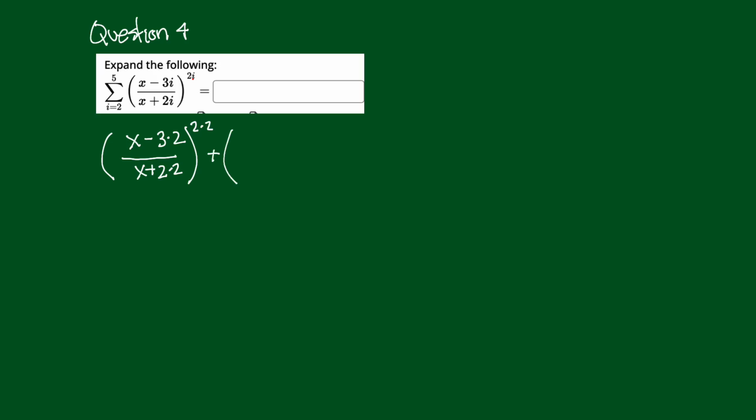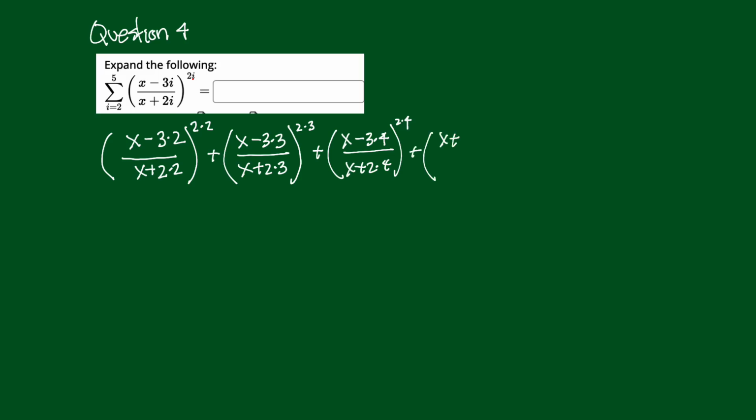Plus, now let i be 3. We'll have x minus 3 times 3 over x plus 2 times 3, all to the 2 times 3, plus x minus 3 times 4 over x plus 2 times 4, all to the 2 times 4. And finally, x plus 3 times 5 over x minus x plus, oh, I missed a sign there. You probably saw that.